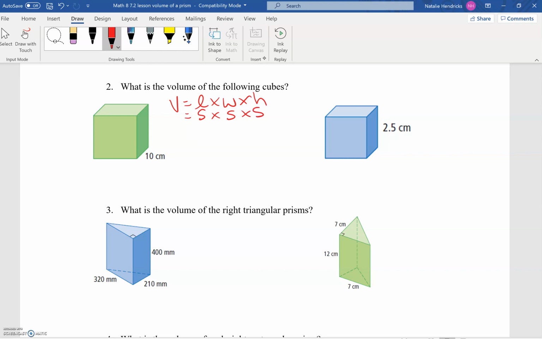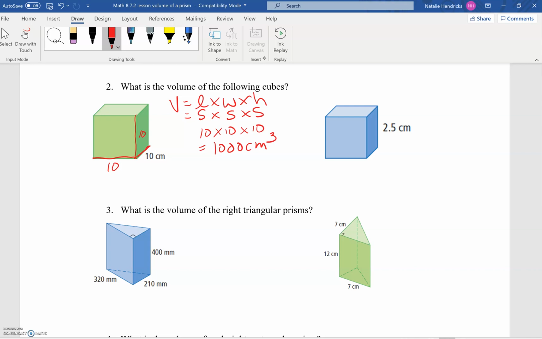Now, because it's a cube, we need to remember that all the sides are going to be the same. So here's our length, here's our width, and here's our height. So it's going to be 10 times 10 times 10, which is 1,000 centimeters cubed.